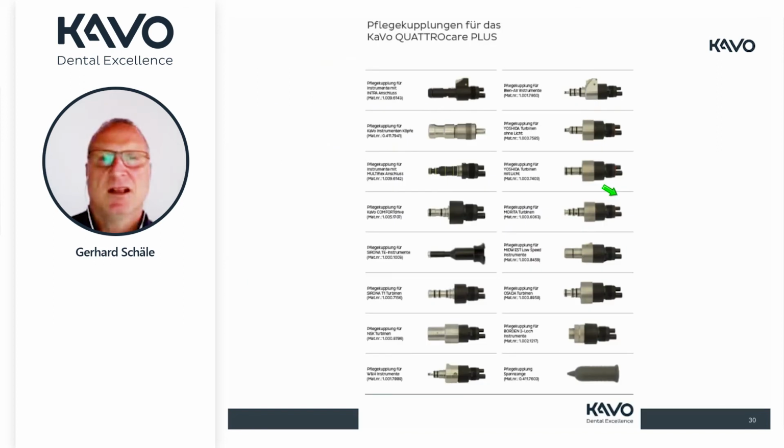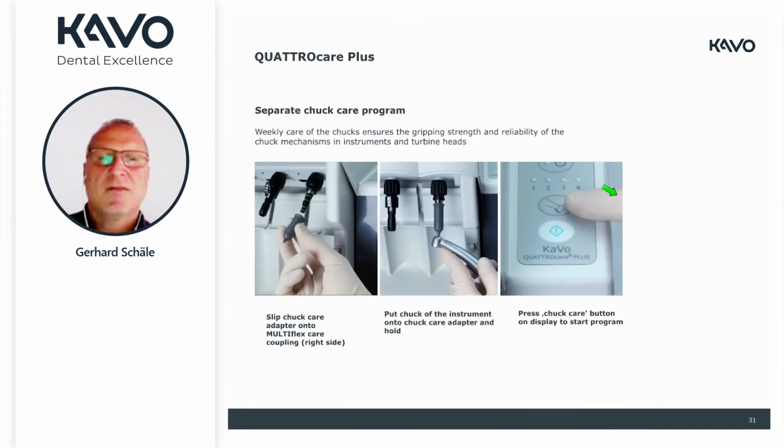Just to show you the couplings which are available. We offer not only for the KaVo instruments the different adapters, we offer it also for other producers of instruments. You can see it for the NSK, for W&H, for Sirona, for Midwest, for Morita. Everything is available in the manual that you can order. Basically, it will be sent out with 3 intra nozzles and 1 multiflex nozzle.